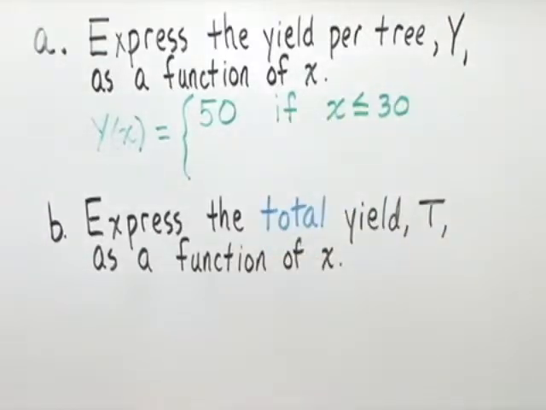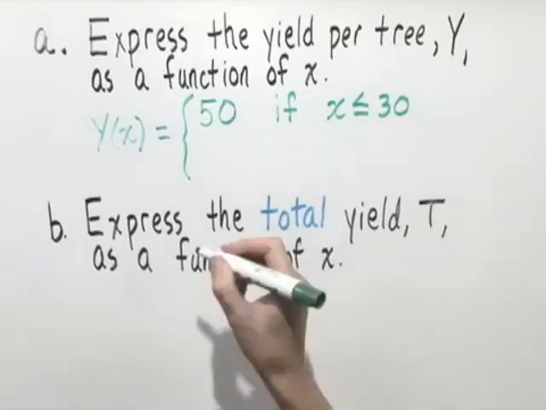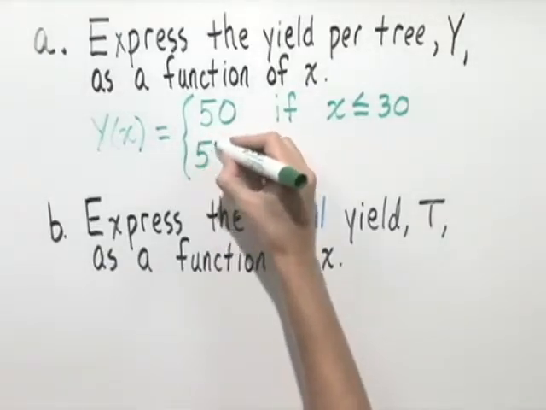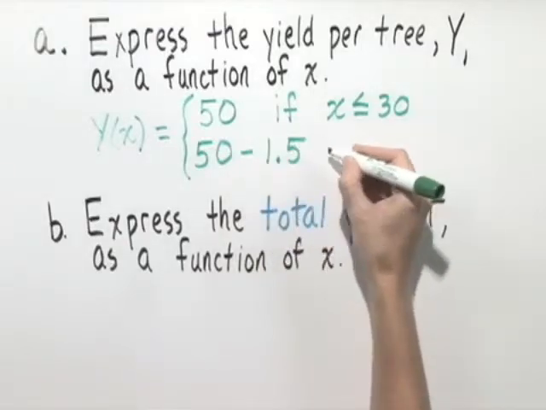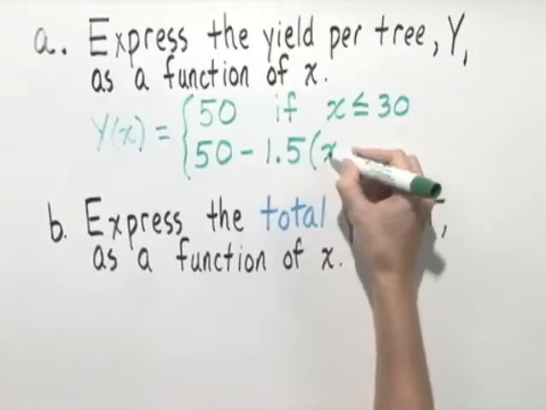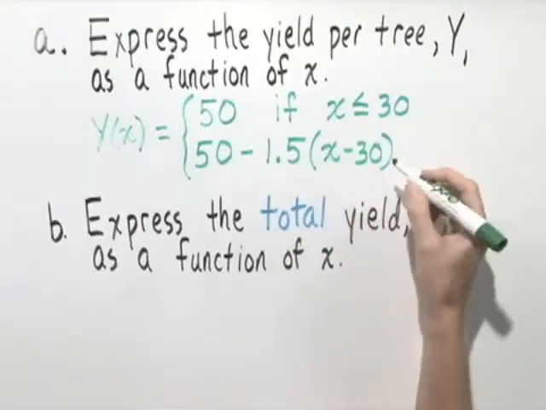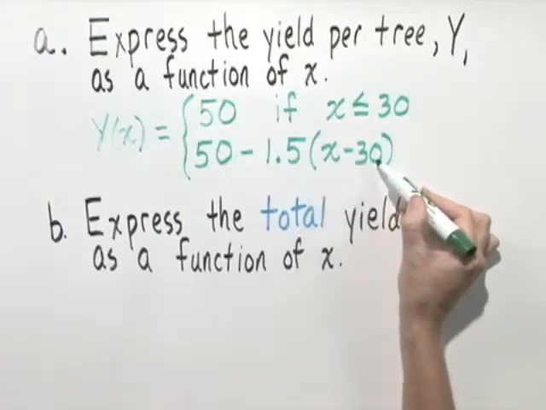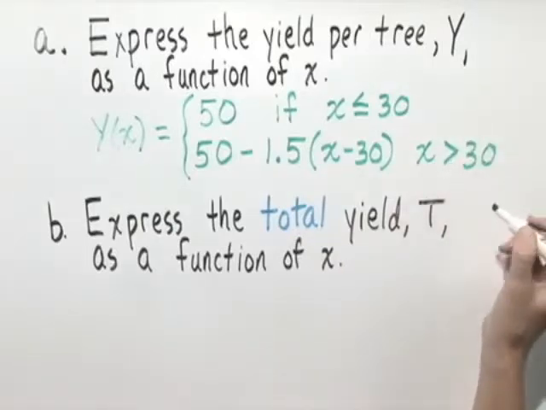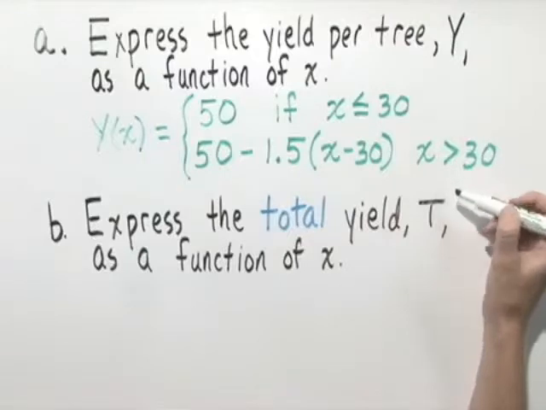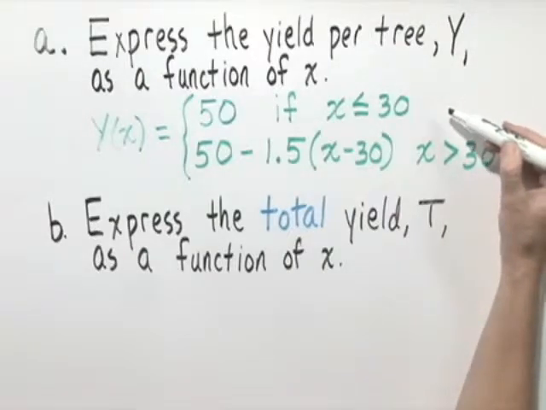And then we're given some more information that says for each additional tree over 30, that annual yield decreases by 1.5 pounds for every tree, including the first 30. So we start with our original 50, and then we decrease that by 1.5 pounds once we go over 30. So we have to write x minus 30 so that this allows for any tree over 30. So this is if x is greater than 30. So here's our piecewise function that expresses the yield per tree as a function of x.